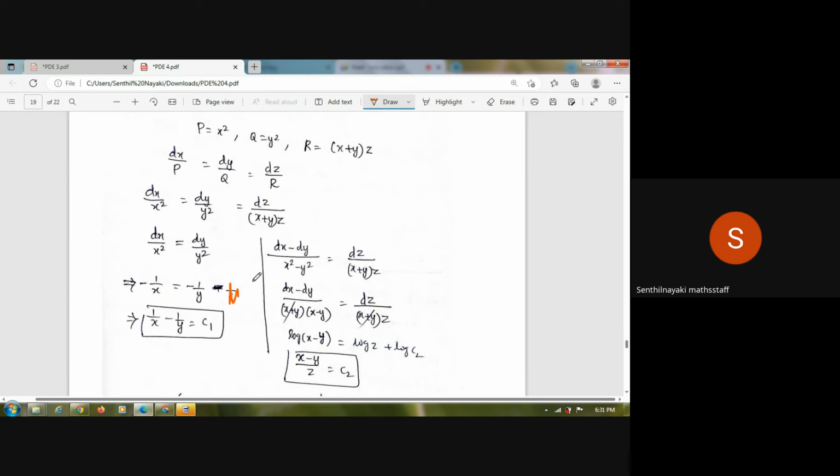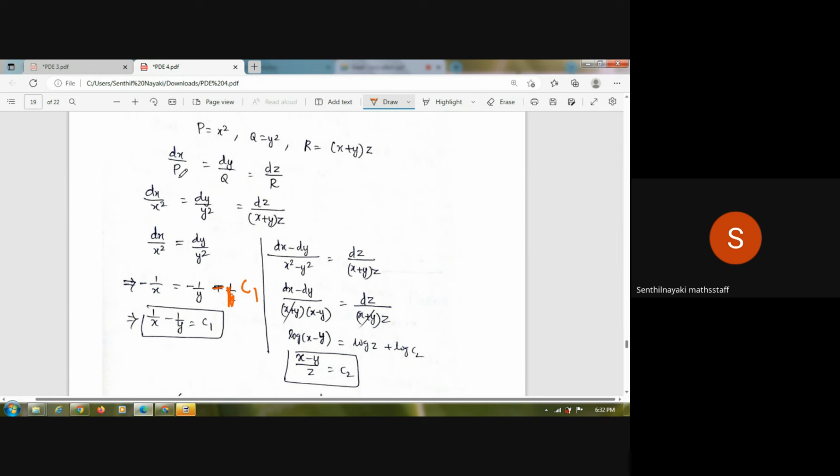Minus equal to c1. This is the integrating constant. So here, minus c1, this is the integrating constant. If you take this 1 by x into this side, we have 1 by x minus 1 by y. After taking this minus c1 into the left hand side, we have c1.